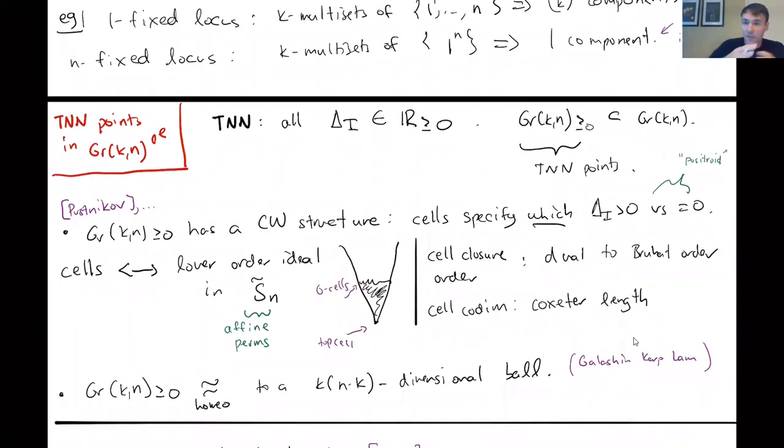And lastly, the whole space is homeomorphic to a closed ball. So all of the TNN points taken all together at once is a closed ball, and it's a full dimensional ball. So this ball sits in the Grassmannian, and it's a ball of the same dimension as the ambient variety. Okay, so that's classical stuff due to many authors, especially Postnikov, and then the ball statement is due to Galashin, Karp, and Lam quite recently.